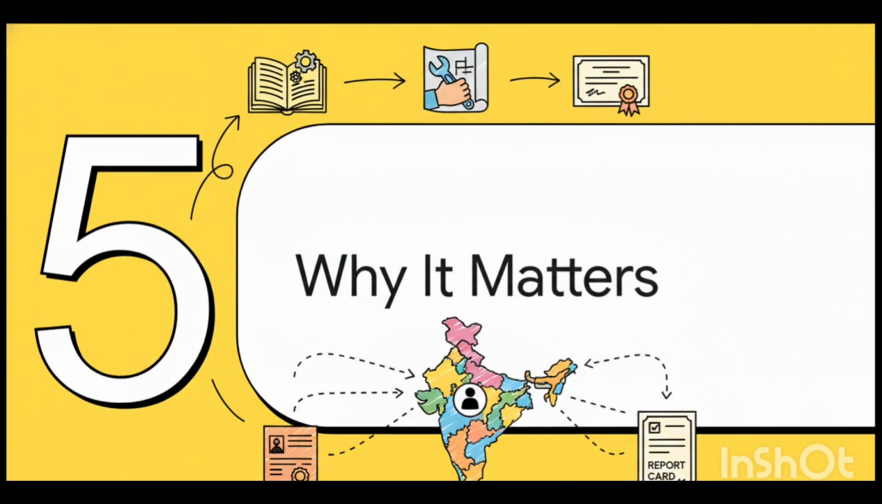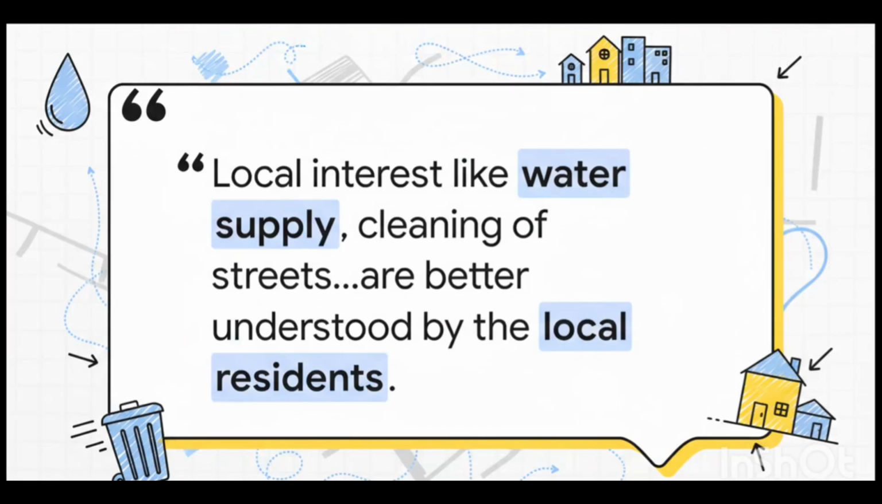So, after looking at the theory, the practice, and the 30-year report card, let's bring this all home and ask the most important question. Why should any of this matter to you? This quote really just captures the whole thing perfectly. Local problems, stuff like your water supply, cleaning the streets, all that, are best understood and best solved by the people who actually live there. That is the fundamental promise of local self-government.